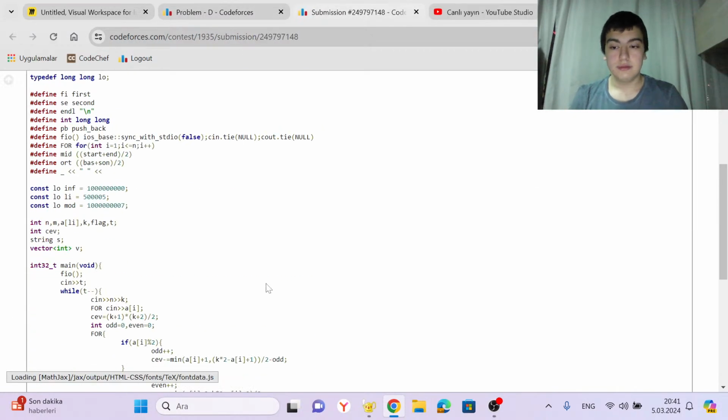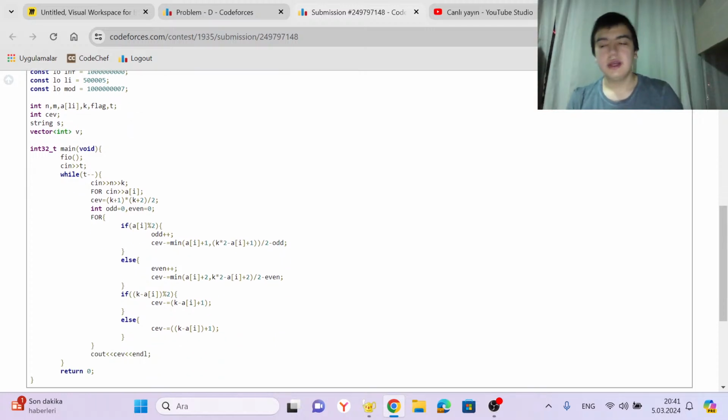Okay, and we can check it easily. Let's look at this code. Firstly, I have scanned the numbers. After that, I have said that the answer is equal to, thinking it is an empty set, k plus 1 multiplied by k plus 2 divided by 2. It is the sum from 1 to k plus 1. Okay. After that, odd means the number of odd elements from 1 to i, and even means the number of even elements.